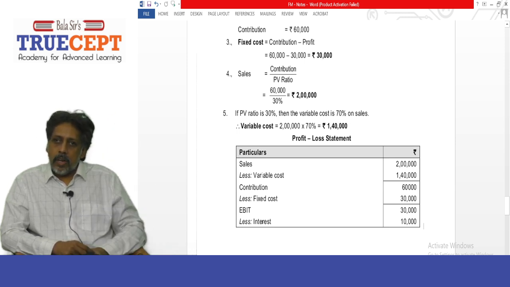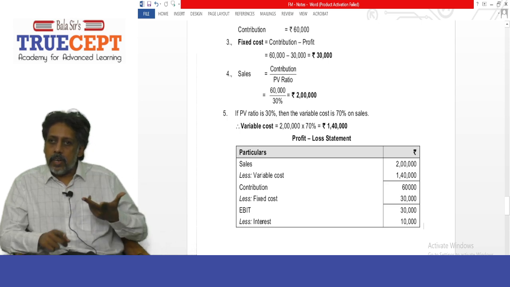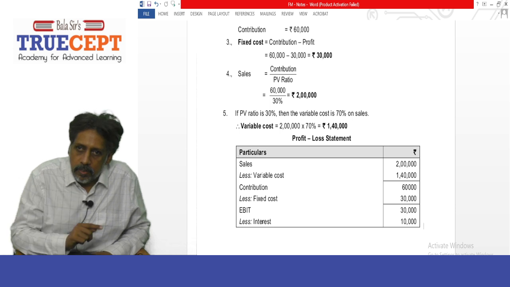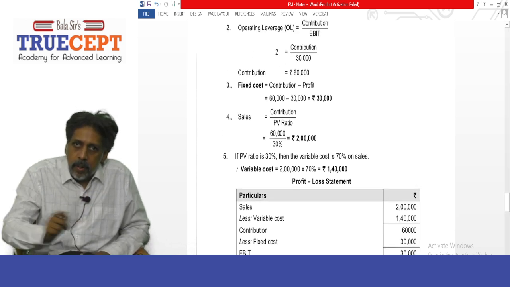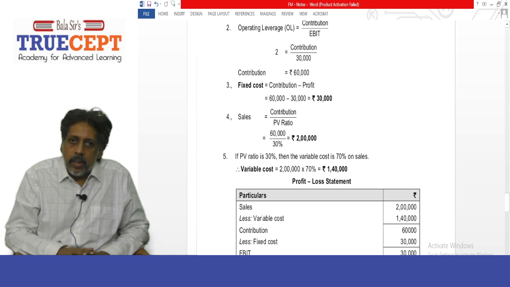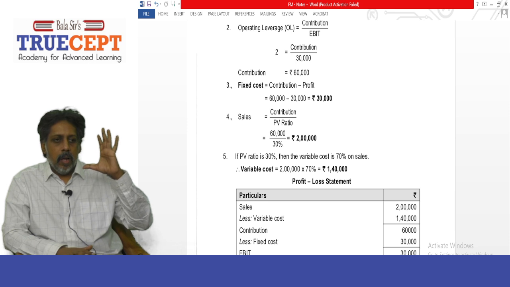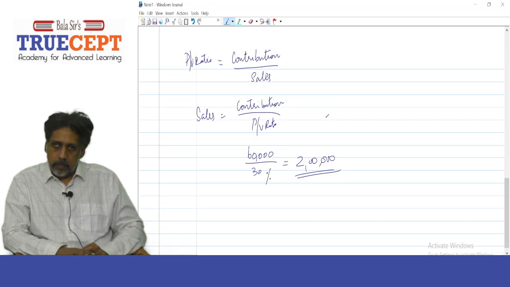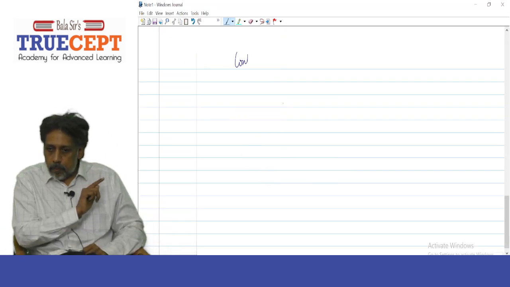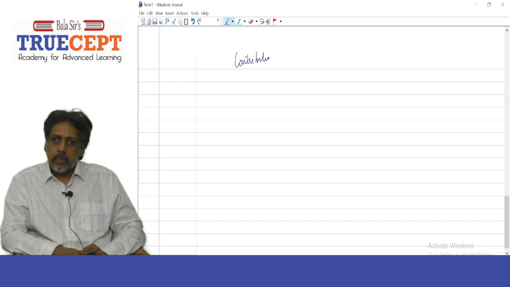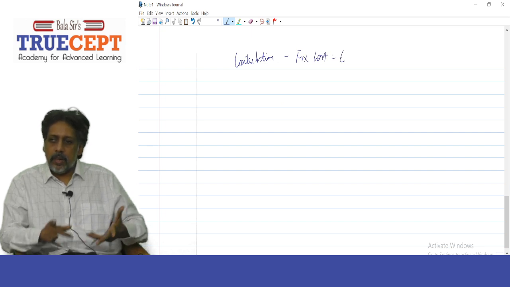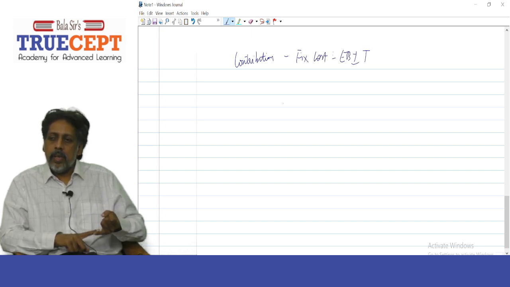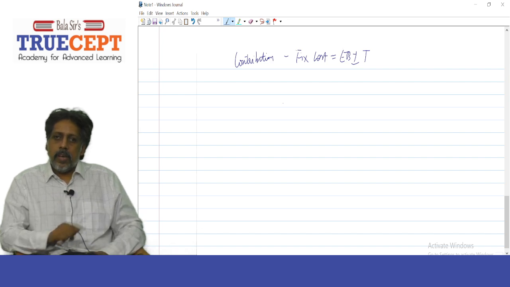Now we have to make one more working to find the amount of fixed cost. Let's write it down. Please write: contribution minus fixed cost is equal to EBIT. I repeat, guys: contribution minus fixed cost is EBIT.